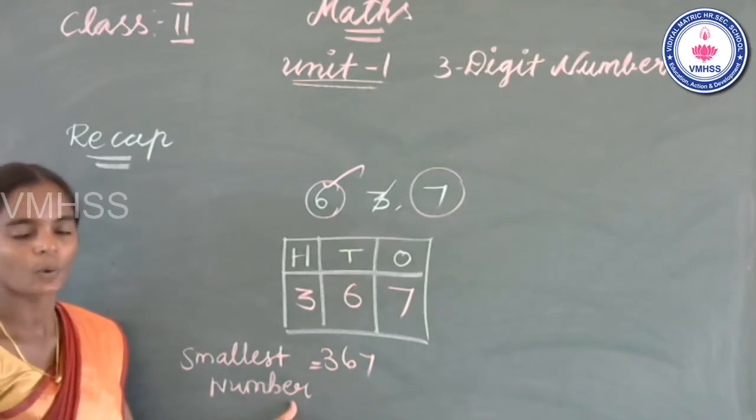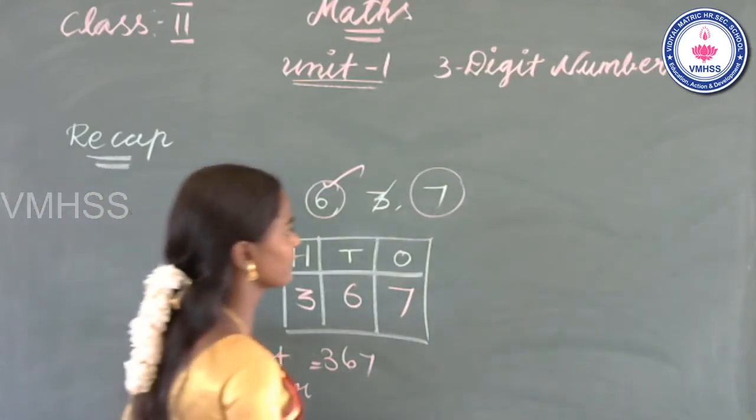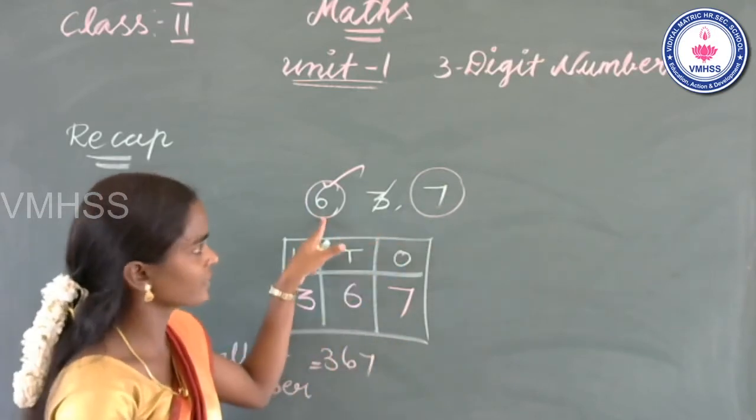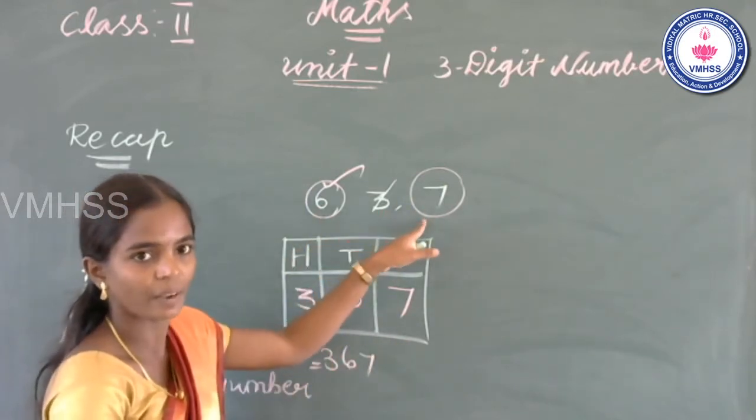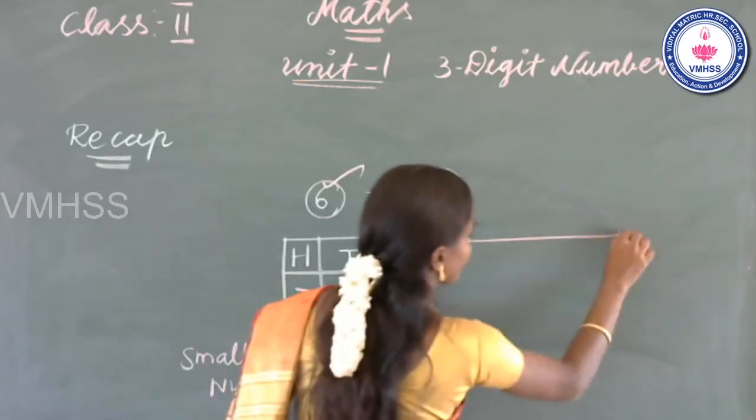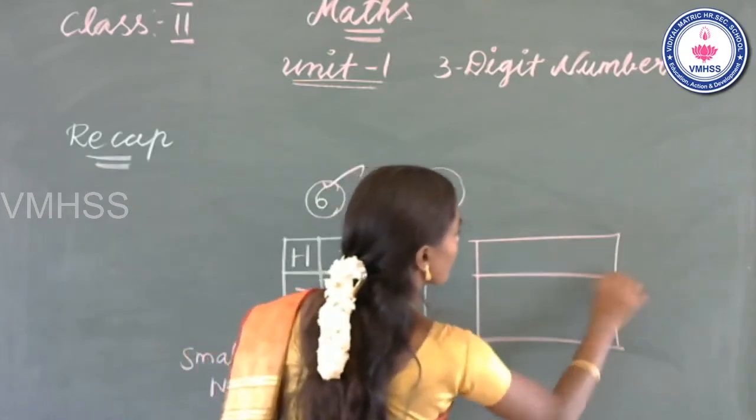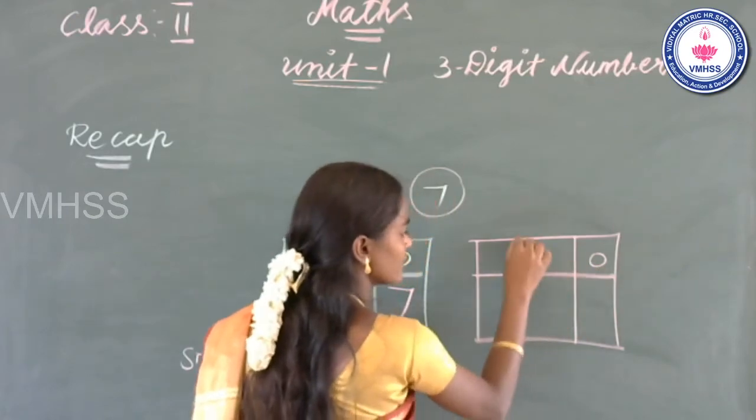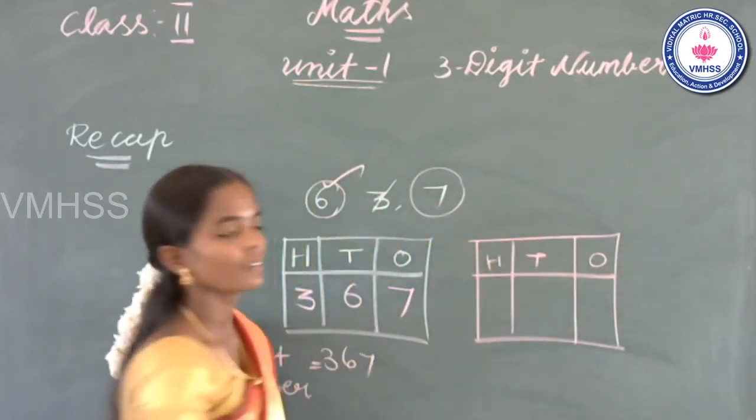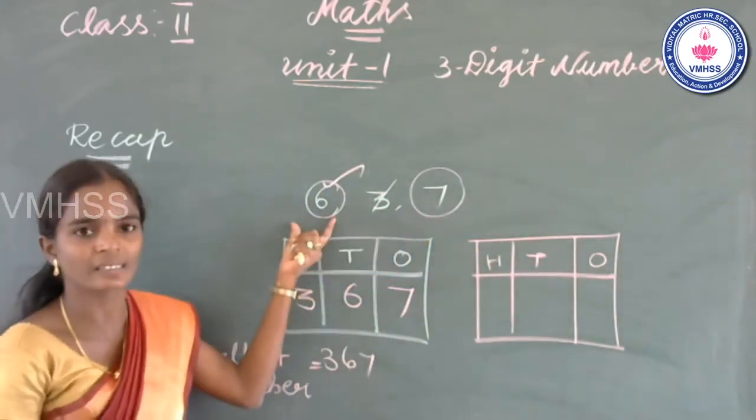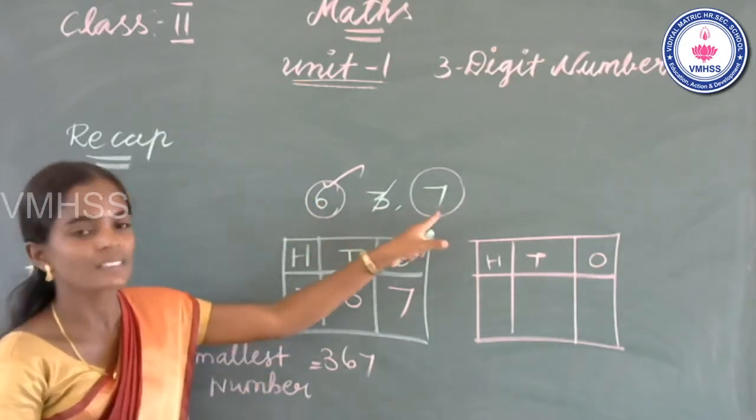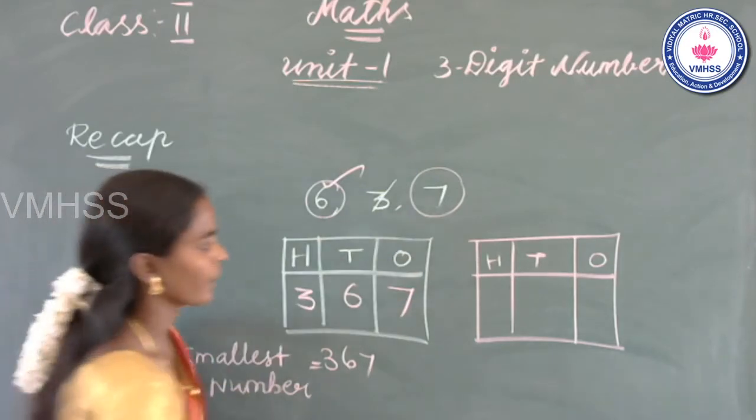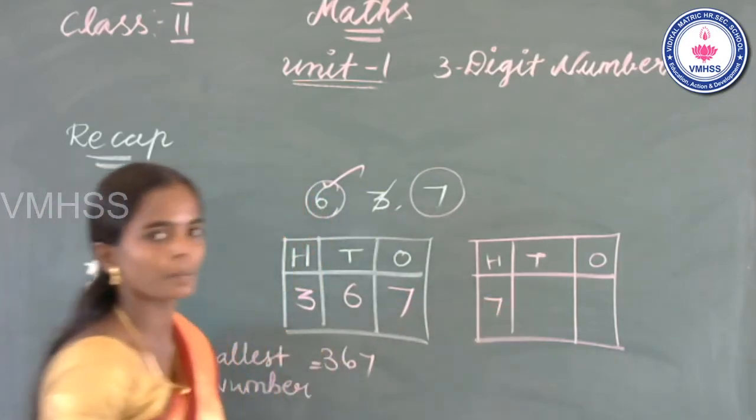Okay children, next we make the biggest number from the digits 6, 3 and 7. Next we will draw the place value box and mark the places: ones, tens, hundreds. First we find the biggest digit. Which is the biggest number? 7. So 7 in the hundreds place.